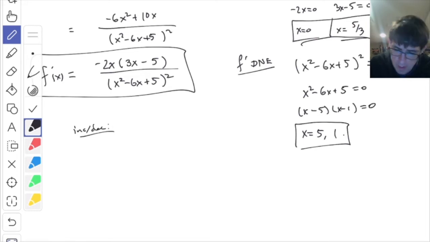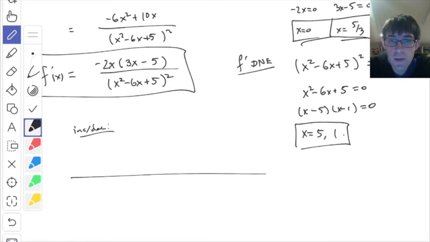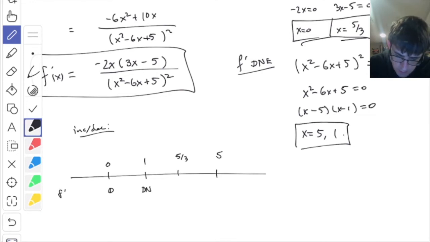I have 4 numbers to put on the chart. They are 0, 5/3, 5, and 1. So in order: 0, 1, 5/3 is more than 1, right? And then 5. All right, and for these points, this one, the derivative is 0. Here it does not exist. Here it's 0 again, and in here it does not exist again. Okay, and we are going to plug in values in various regions.